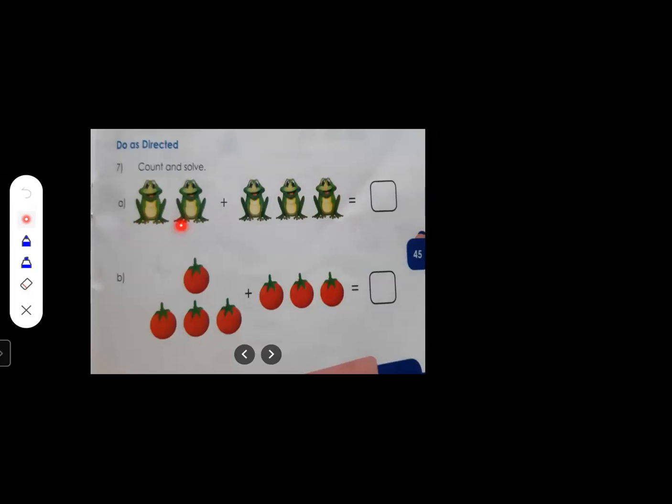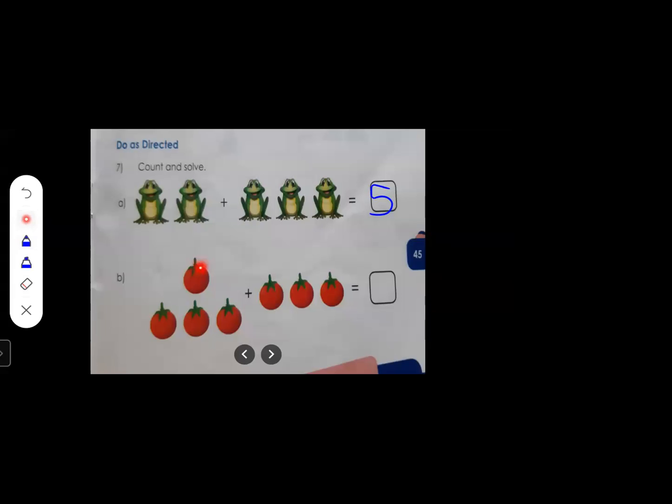So 2 plus 3. What will be the answer? 1, 2, 3, 4, 5. So 2 plus 3, the answer will be 5. So here we are going to write 5 in the box. Okay. Now the next one.